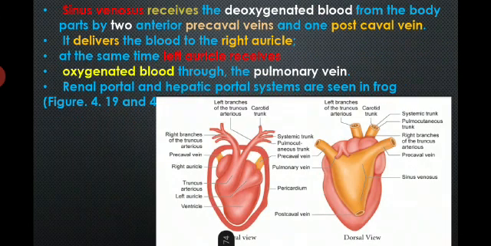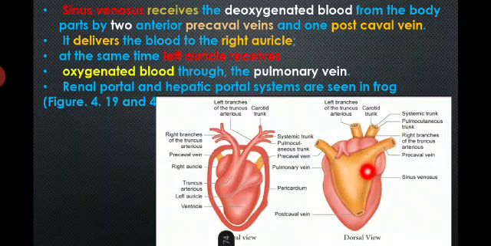Okay? And you have to see the dorsal view of the sinus venosus. What type of blood does it receive? Deoxygenated blood from the body. The sinus venosus collects the blood from the body through the two anterior precaval veins. Two precaval veins are present on the anterior side. So it collects the deoxygenated blood from the body to the heart.